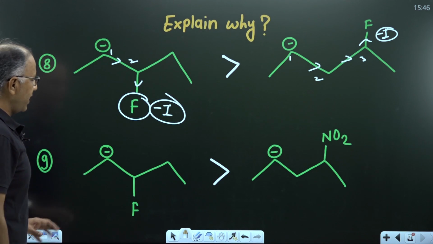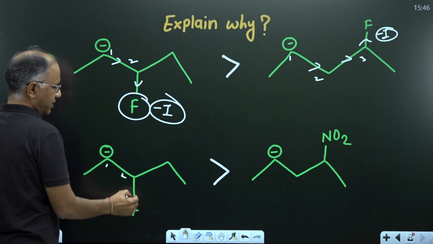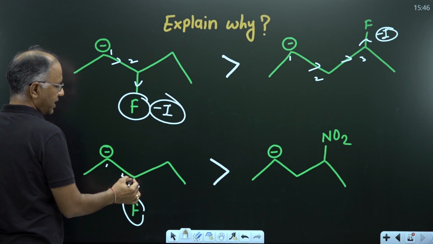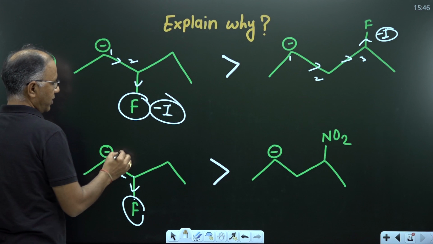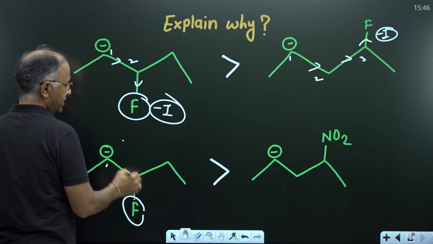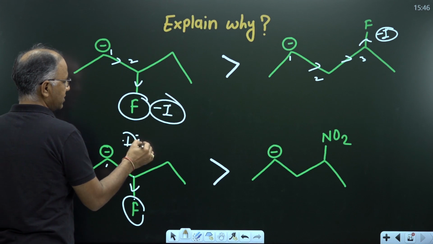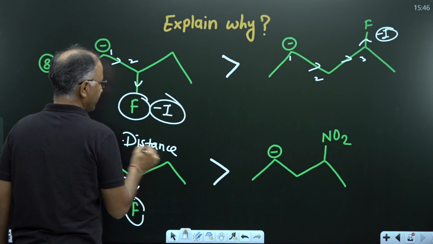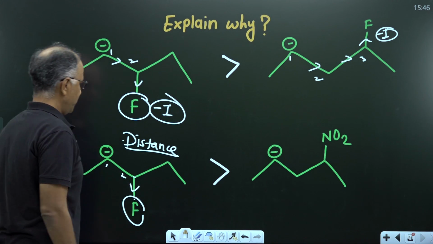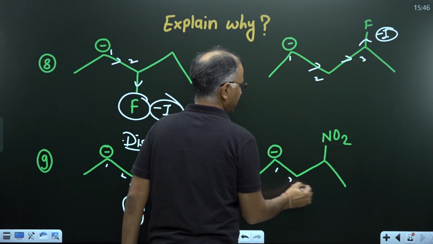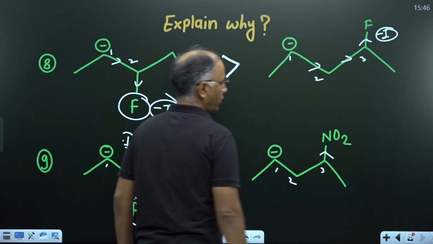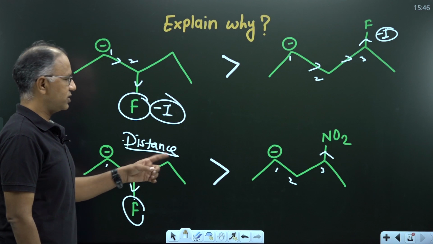Now in example 9, we have 2 options. Fluorine shows minus I because of its high electronegativity, but it is at the second position, meaning it is nearer to the carbanion. If we compare distance, this one is nearer and this one is away. So according to distance, the first is more stable than the second.